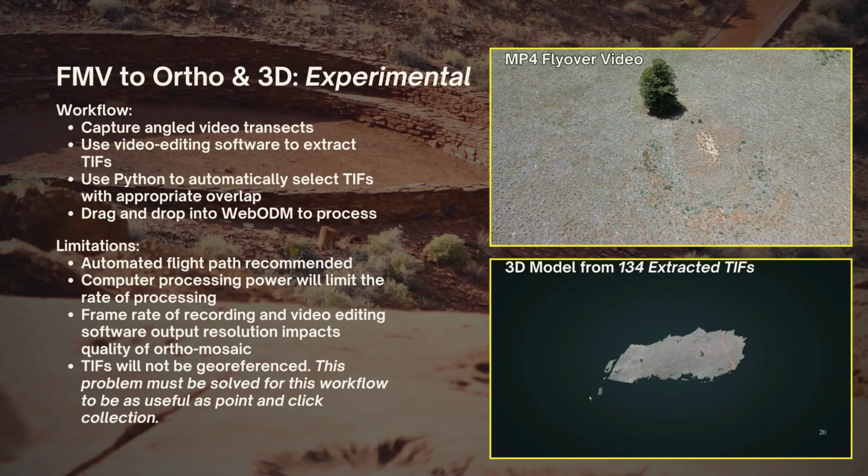I captured video transects of that same field location at a 45-degree angle and used a free video editing software to extract image files. One 4-minute flight produced a little over 5,000 images, which is a rather large dataset. I manually selected around 130 photos to generate an orthographic mosaic and 3D model with WebODM, and was somewhat successful. The RGB orthographic itself was low resolution, but the 3D model was almost decent.